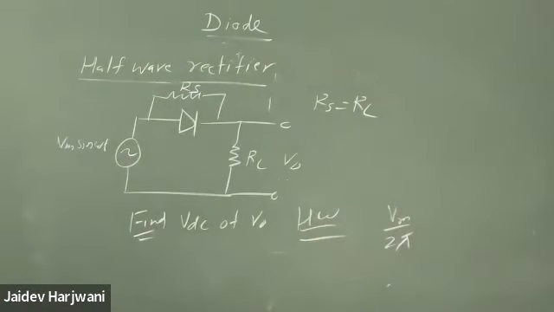सर हाफ वेव के केस में VDC कितना आ रहा था फाइनल वैल्यू Vm upon pi ना? फुल वेव रेक्टिफायर में 2 Vm by pi और हाफ वेव रेक्टिफायर में Vm by pi.